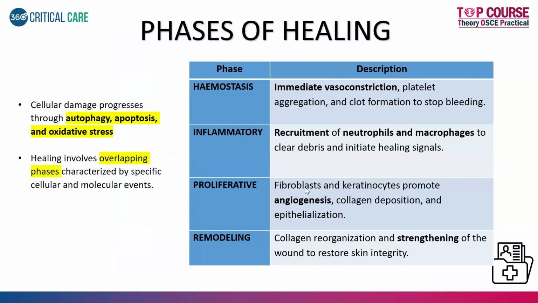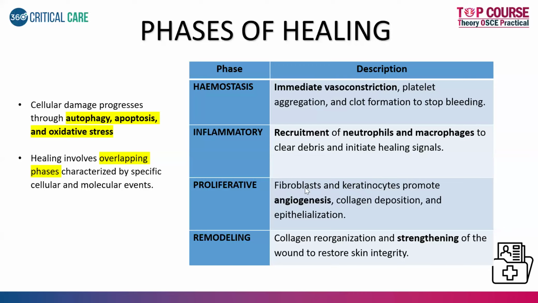Coming to the phases of healing. We have understood the pathophysiology, the molecular way that the injury happens, and the systemic effects of burns. Now we are coming to the phases of healing. Healing usually happens in four phases. Whatever happens in the initial phase of burns has to be removed, and the body's mechanism to remove it is by autophagy, apoptosis, or oxidative stress and thus induced killing.